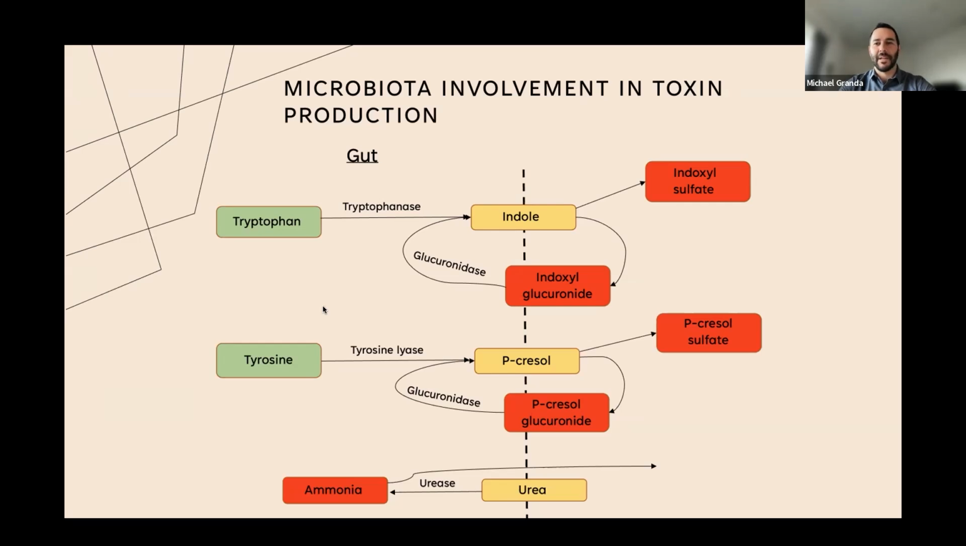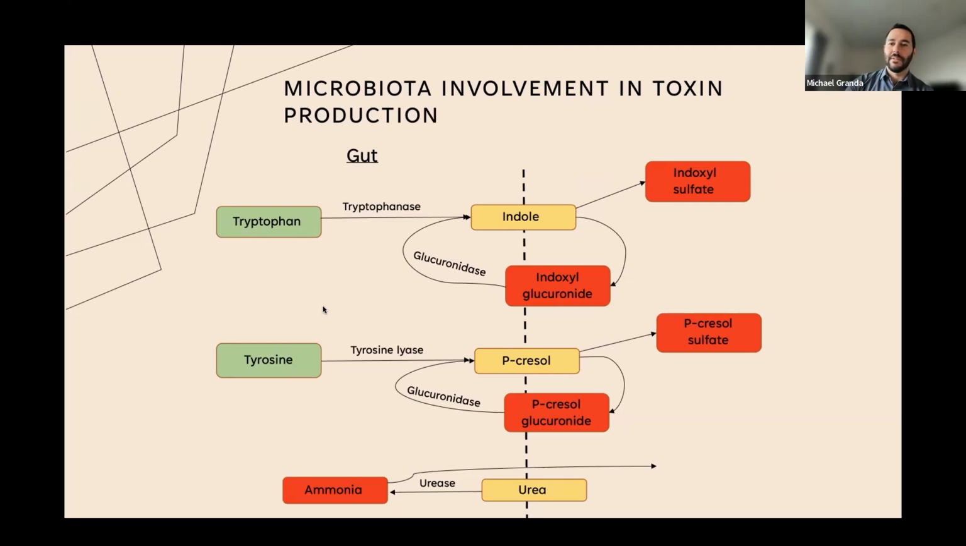A similar process happens with the breakdown of tyrosine, which leads to the intermediate of p-cresol. In both cases, the gut bacteria can further influence the retention and the proportion of these uremic solutes by, for instance, breaking glucuronidated solutes back down into their intermediates, which can then generate things like indoxyl sulfate and p-cresol sulfate and other uremic toxins.